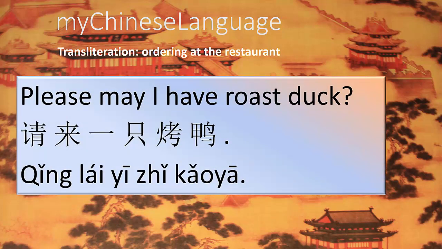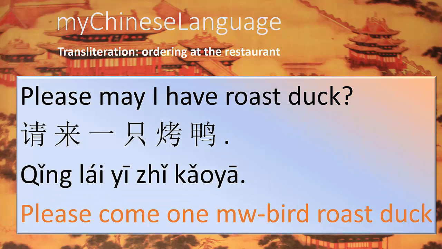Now, you could learn this parrot fashion. 请来一只烤鸭. But no way in a million years will you guess that the literal translation of the English is, wait for it, please come one measure word bird roast duck. Why come? What's a measure word? And actually, kao ya is two words, kao and ya, roast and duck. So what have you learned when just being given the translation? Not much, and just parrot fashion.